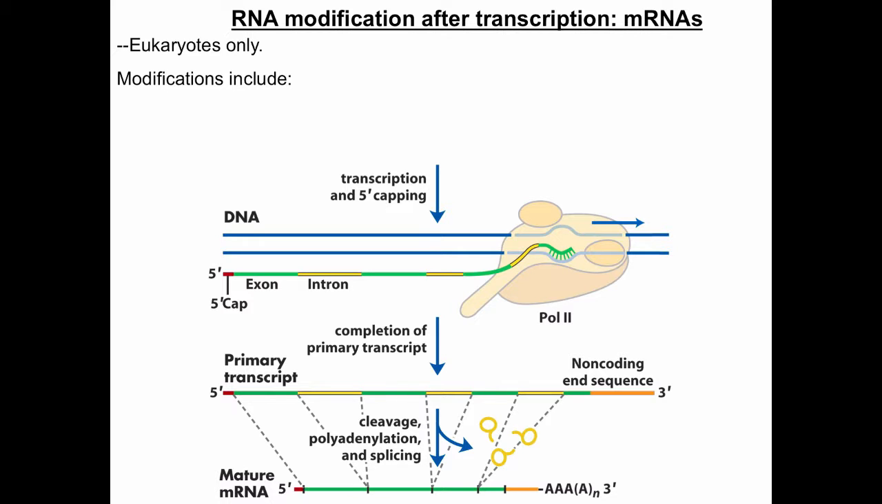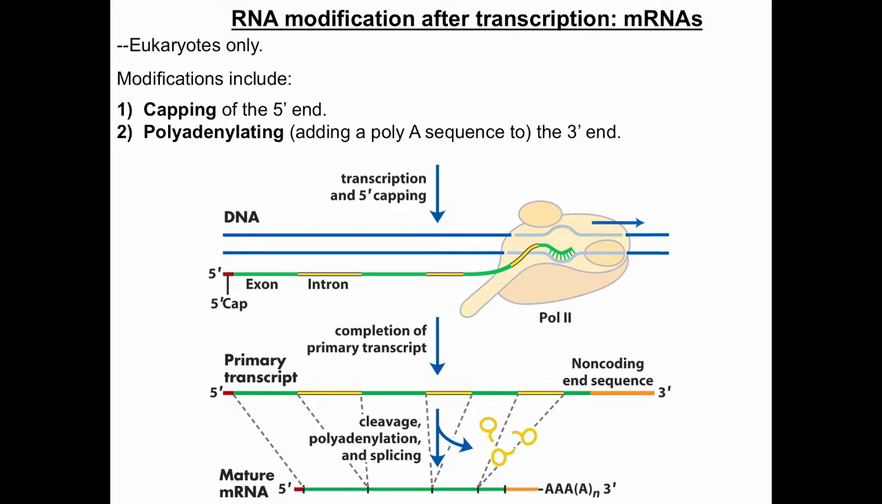Okay, so most of our discussion today is going to focus on the modification of mRNAs. This only occurs in eukaryotes. It includes adding what's called the 5' cap, adenylating the 3' ends, and then splicing of coding sequences.